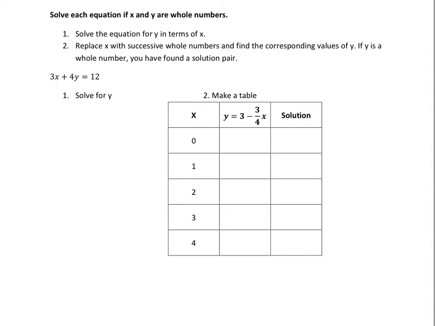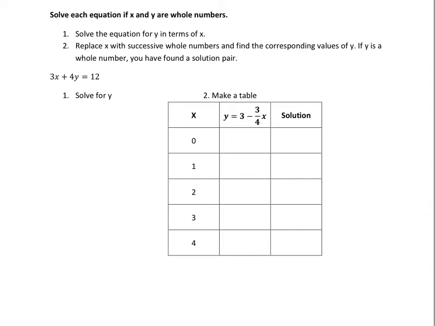Now, what we're going to do today is concentrate on solving equations given that x and y are whole numbers. You're going to take two steps to do this. First, we're going to solve the equation for y in terms of x, which is just what we did on your bell work. After that, we're going to replace x with successive whole numbers, and we're going to find the corresponding values of y. If y is a whole number, we found a solution.